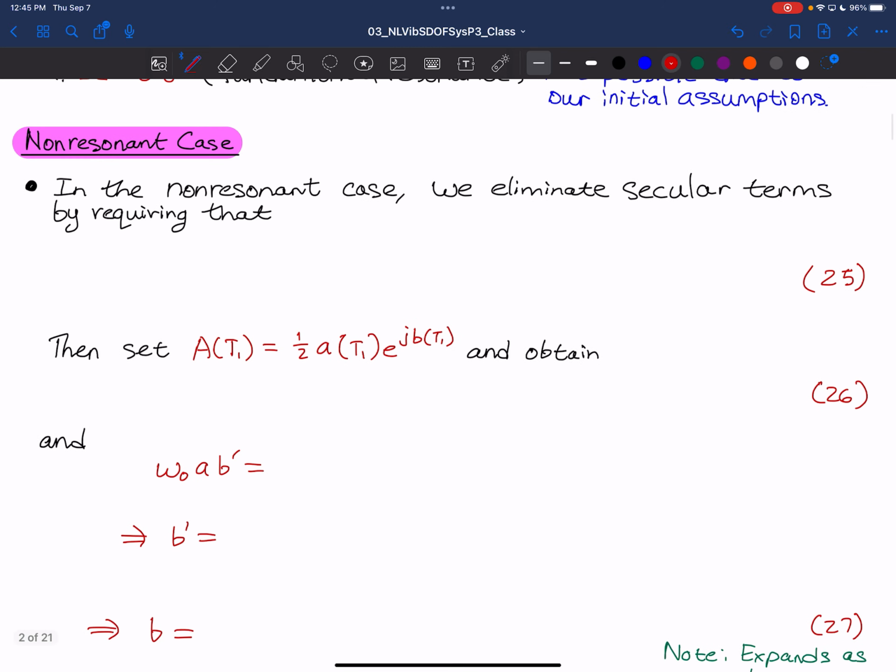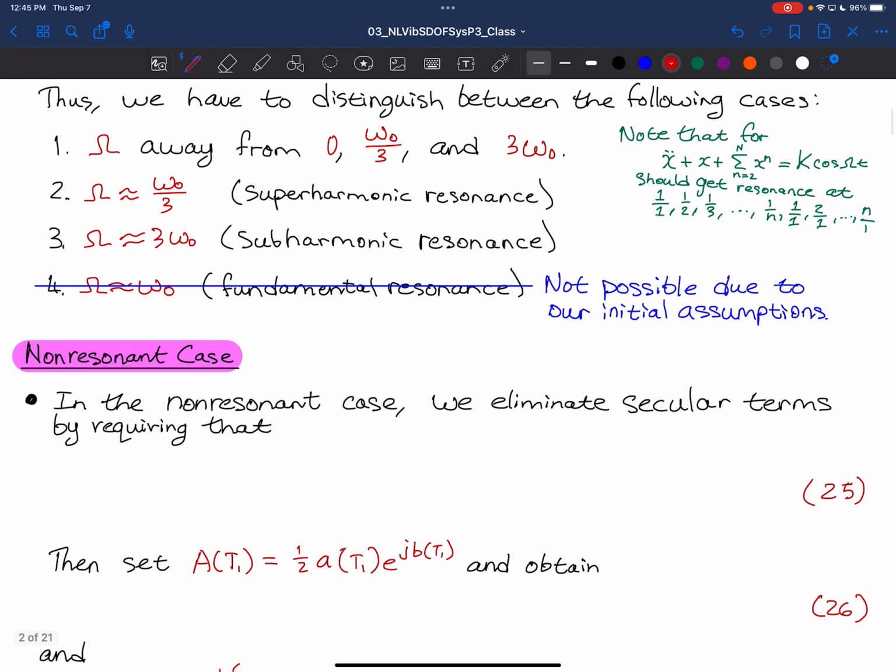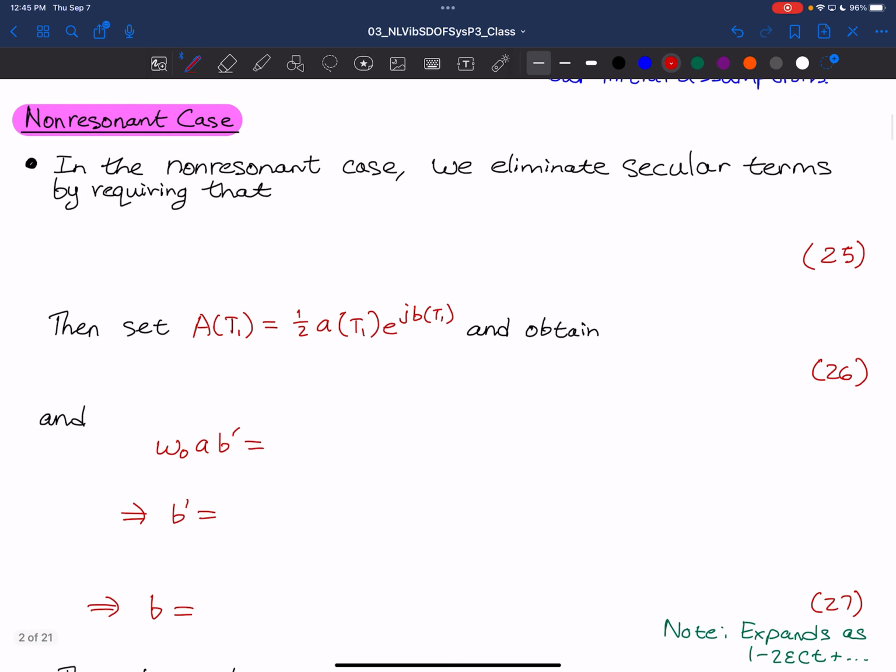All right, so let's start off by looking at the non-resonant case, which is the very first one, where capital omega is away from 0, omega 0, and 3 omega 0. Oh, and one more thing I should say: when capital omega is equal to 0, that is a special case that we won't cover in this class, but it is in the NAFE book if you want to read through that. Actually, I think it's a problem in that book, but we won't consider it.